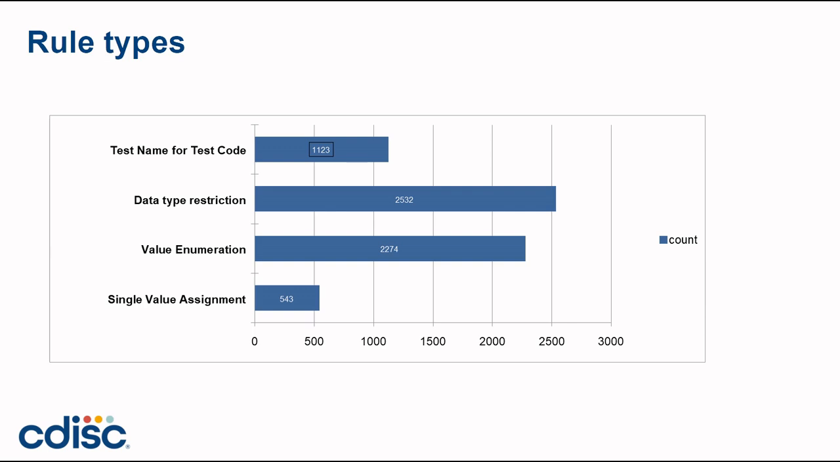2,500 rules are about the expected data type for the result. For example, that the value for SYSBP is a number. Over 2,000 rules are about allowed values, for example for SDTM variables. And over 500 rules are about a single value assignment, for example for yes-only flag variables.